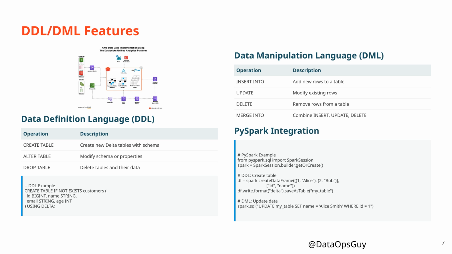PySpark integration provides a programmatic way to interact with Delta Lake tables, allowing DDL and DML operations using Python code. While SQL commands can be executed directly through Spark.sql, PySpark DataFrames offer more flexibility for complex data transformations before writing to Delta tables. This integration enables seamless transitions between SQL and programmatic approaches based on your specific needs.